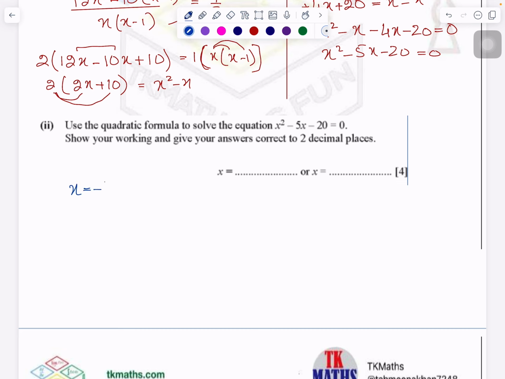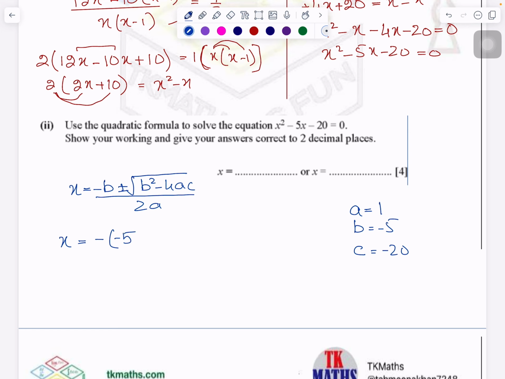Yes, x is equal to minus b plus or minus the square root of b squared minus 4ac, divided by 2a, and you need to pick up your calculator for that. So what is a here in this equation? Yes, you're right. a is 1, b is minus 5, and c is minus 20. So you just need to substitute here and use the calculator.